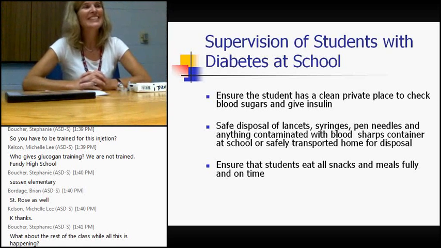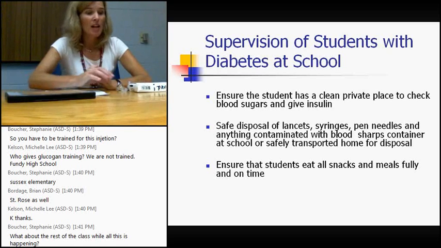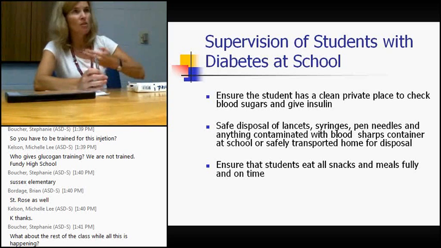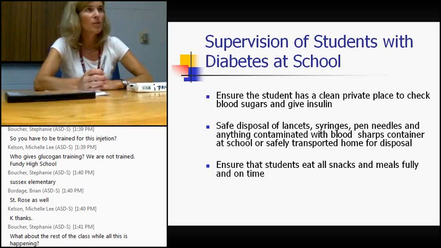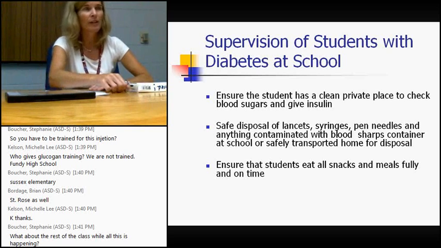Stephanie says, what about the rest of the class while all this is happening? You would probably talk to that with your school team, in the case that this is happening, this is your plan for that to happen. As a school, you can work together to figure out what your plan is going to be. I'll just mention that the needle can go directly through clothing, so you don't need to have the child's pants pulled down or anything. It can go right through clothing. Maybe not snow pants, but certainly jeans or whatever else they're wearing.